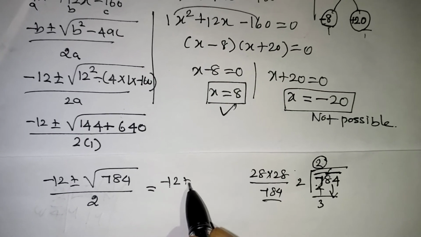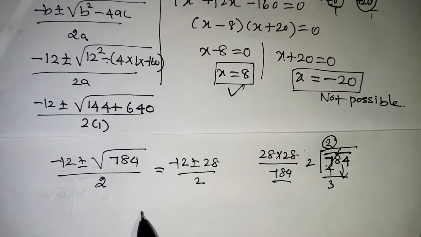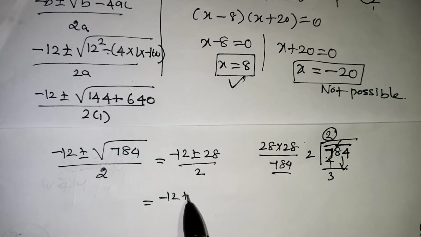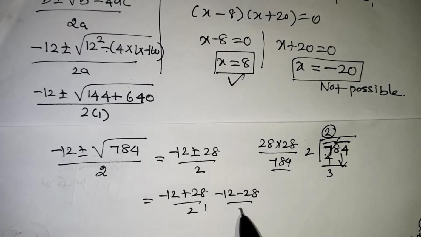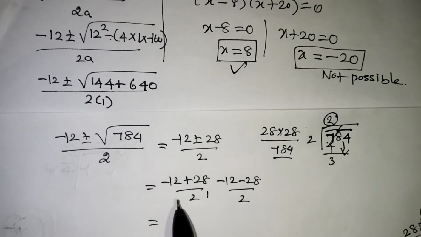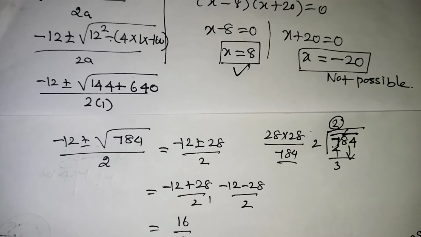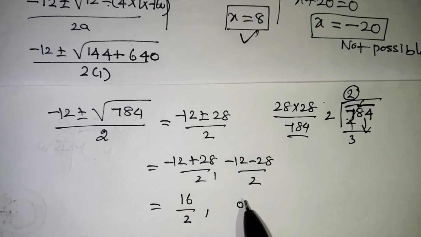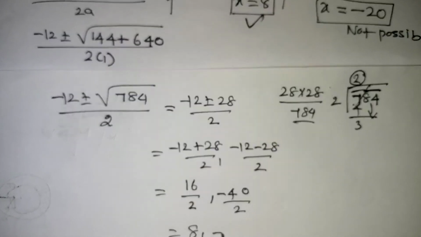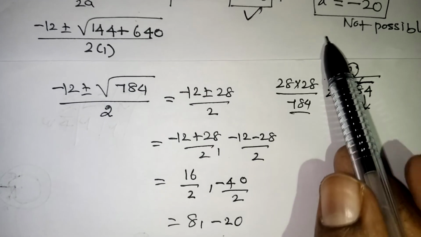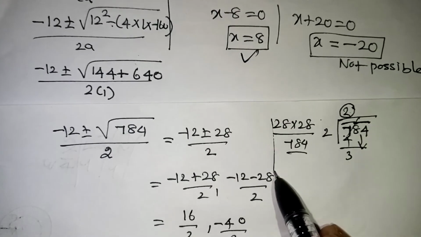So minus 12 plus or minus 28 by 2 we are getting. So we can take two values now. One is minus 12 plus 28 by 2. The other value is minus 12 minus 28 by 2. So one is plus, one is minus. Now we have to subtract them. So 16 by 2 is one answer. Minus 40 by 2 is another answer. So this is 8 comma minus 20. The same thing we got here also. 8 comma minus 20. So anyway we can come to the same solution.